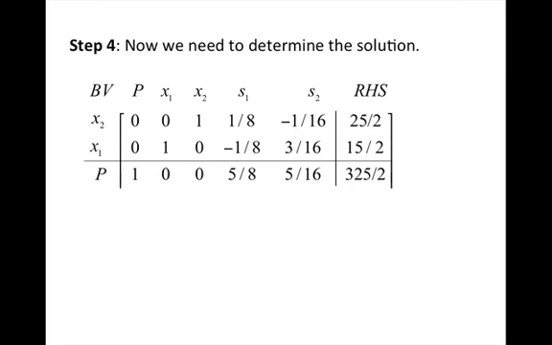Now look at your final row. I don't have any negative values, so this means this is my final table. I don't have to pivot again.